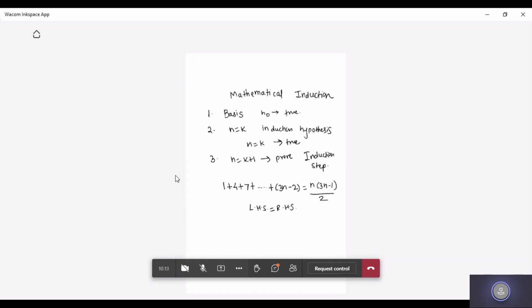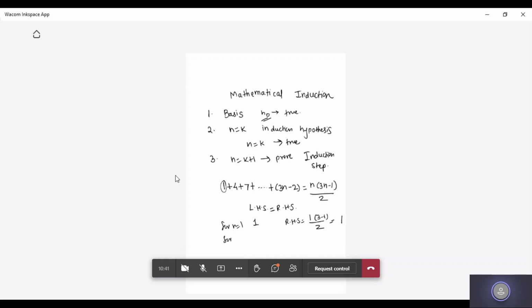So for LHS, what will we do? We'll take any integer, that is n0. Suppose I'm taking n is equal to 1. If I take n is equal to 1, the LHS I'm getting is 1 only. Let us check the RHS. RHS would be 1 times (3 into 1 is 3, minus 1) divided by 2. So 2 by 2, it is 1 only.